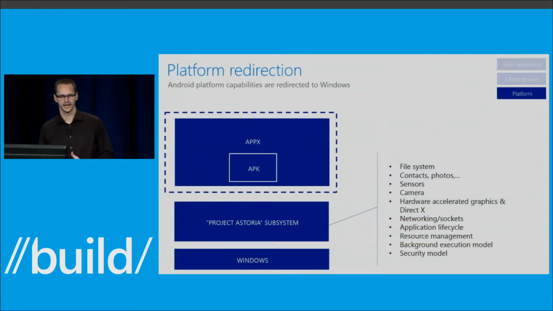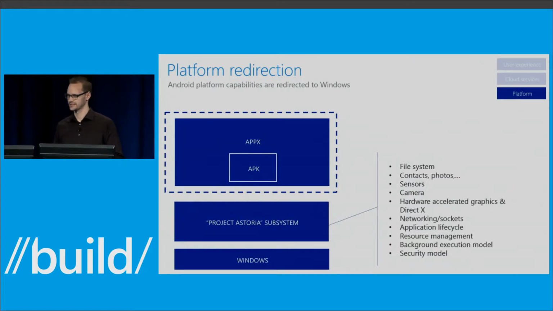On the platform side, when your app uses low-level or core platform capabilities, including graphics, files, sensors, et cetera, Windows takes care of mapping those out too. Now, some of this technically isn't about mapping APIs, just one call to another, but fundamental platform concepts like lifecycle, when apps are suspended, when they're killed, et cetera.